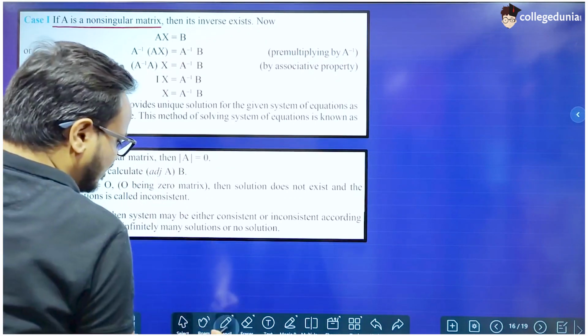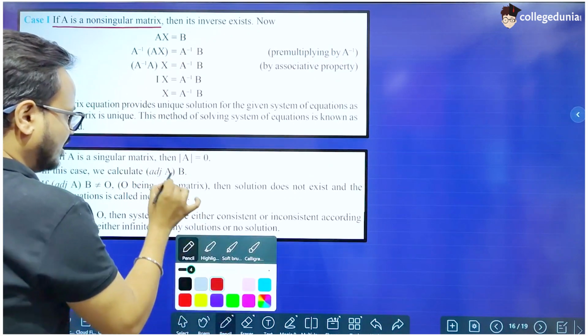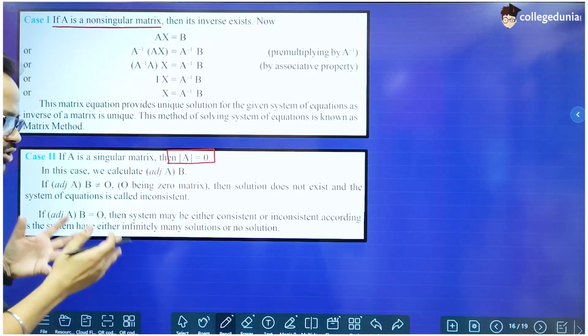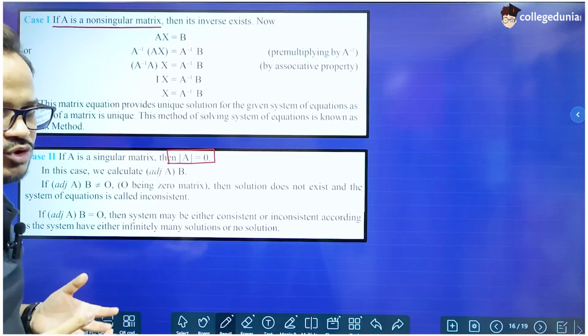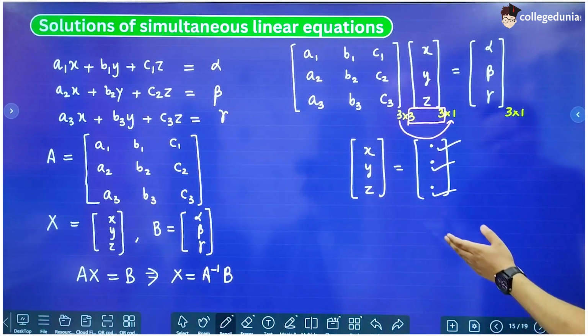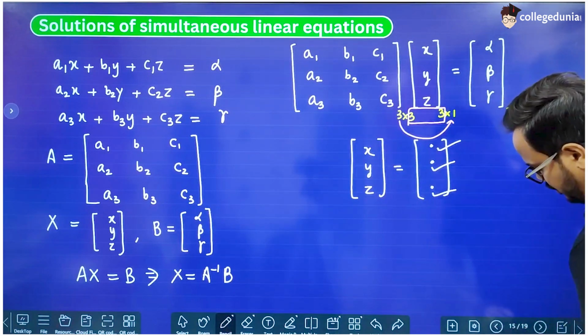But case 2, if it is a singular matrix, then the determinant value is 0, and obviously in that case you cannot find the inverse, and this whole solution is based on the value of the inverse.